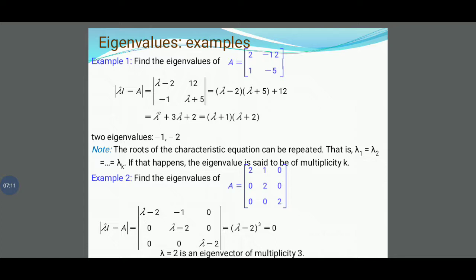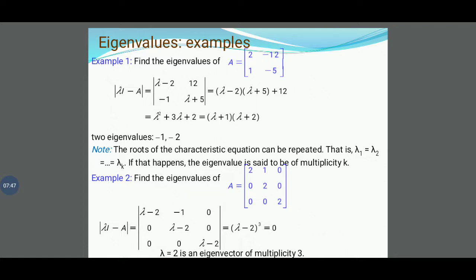Remember, eigenvalues may be 0, negative, positive, or fractional numbers. Another case is that the root of the characteristic equation may be repeated: lambda 1 is equal to lambda 2 is equal to lambda 3. If that happens, the eigenvalue is said to have a multiplicity of k, meaning its corresponding eigenvectors are repeated. It becomes k times the multiplicity of the remaining eigenvalues.